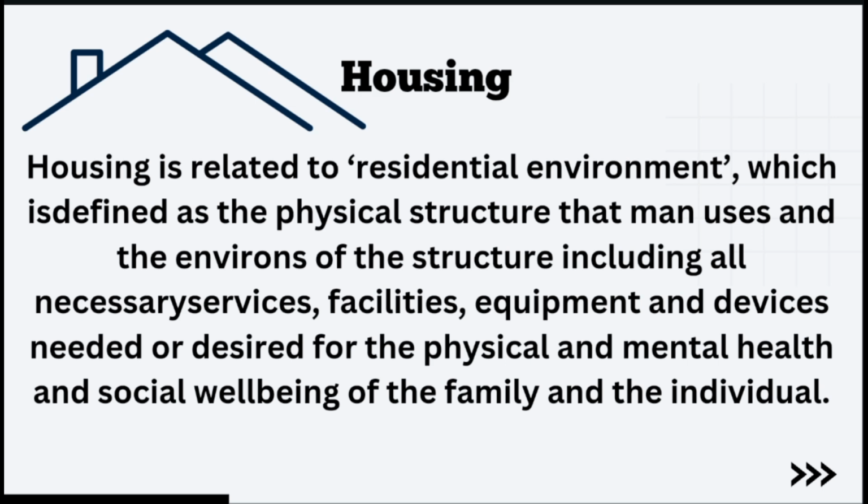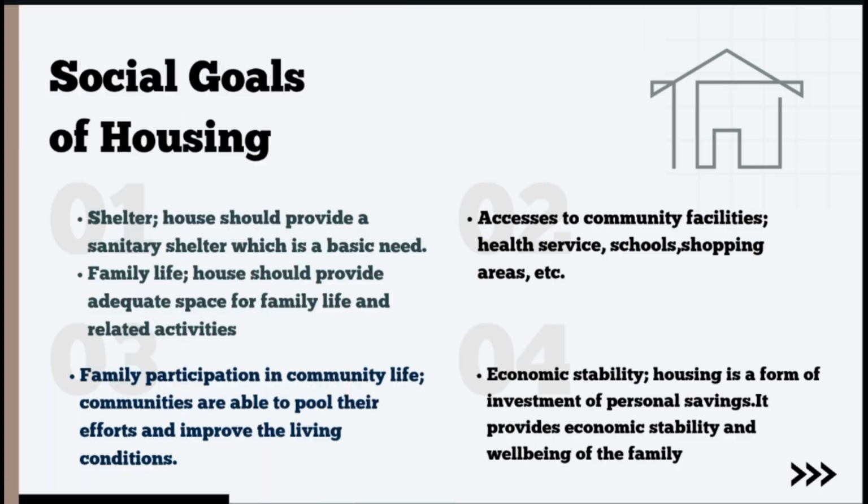So while moving on to the community point of view, it is very essential to know what the social goals of housing are. First of all, we need a shelter, so the house provides a sanitary shelter, which is a basic need, and family life. A household provides adequate space for family life and related activities. Further, we can see access to community facilities like health services, schools, shopping areas, etc. More importantly, family participation in community health and life. Communities are able to pool their efforts and improve the living conditions.